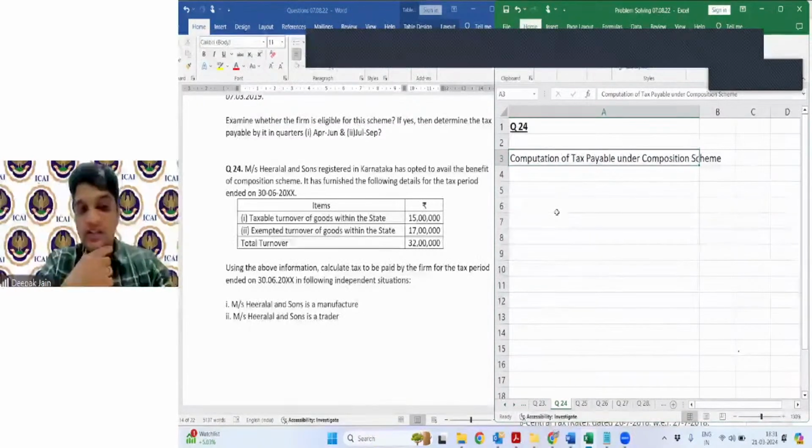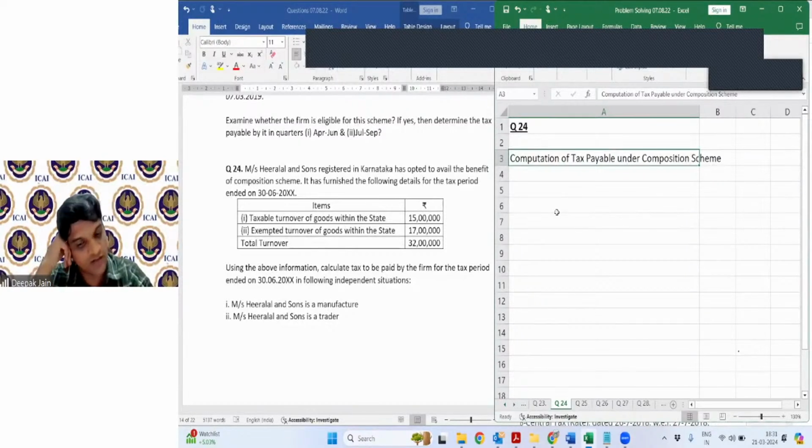Manufacturer can't claim ITC, right? We cannot claim ITC. So there's no question of ITC here. It is a question of output tax payable. 15,000 in both the cases. Okay, because you are taking only taxable turnover. Is that so? In composition, does it say that you have to take only taxable turnover?